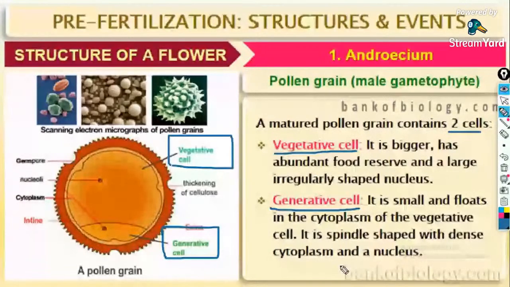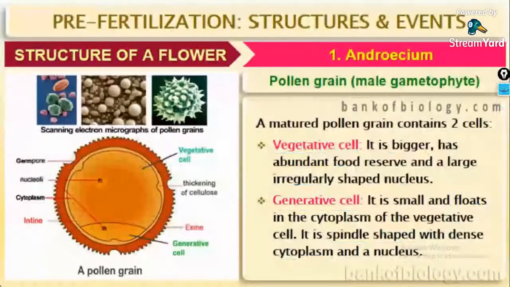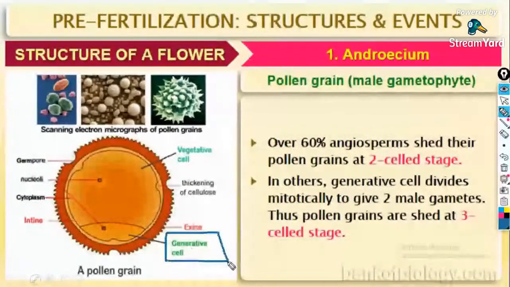Yes, the vegetative cell is bigger and has abundant food material, and it consists of a large irregularly shaped nucleus. The generative cell is small and it floats in the cytoplasm of the vegetative cell. It is spindle shaped, with a dense cytoplasm and a nucleus. During the time of pollen tube formation, this generative cell will divide to form two male gametes.